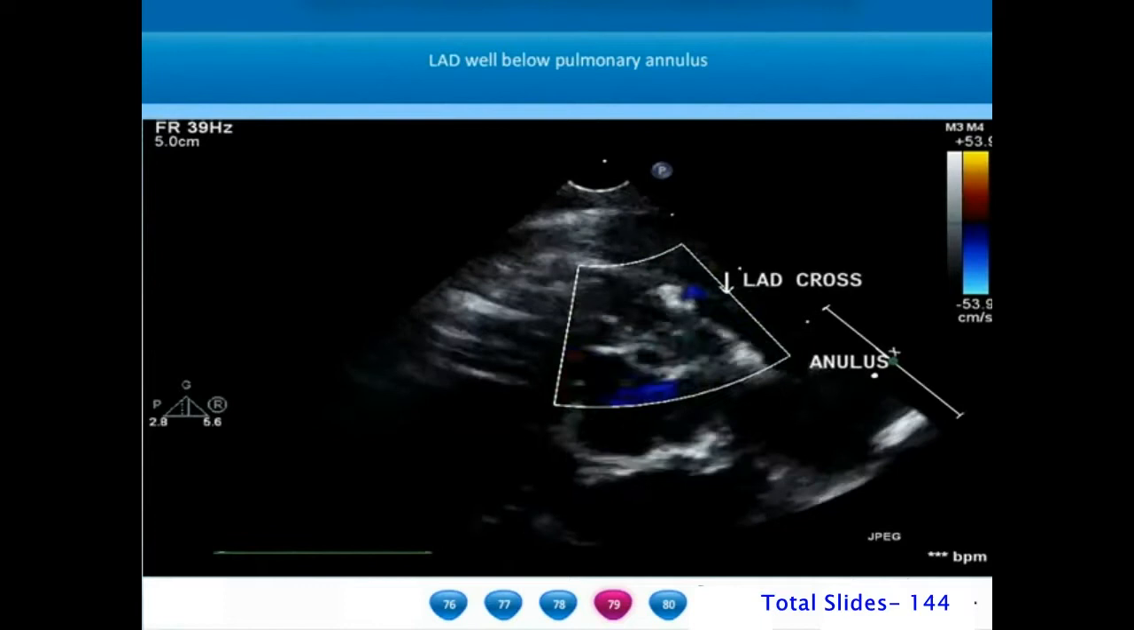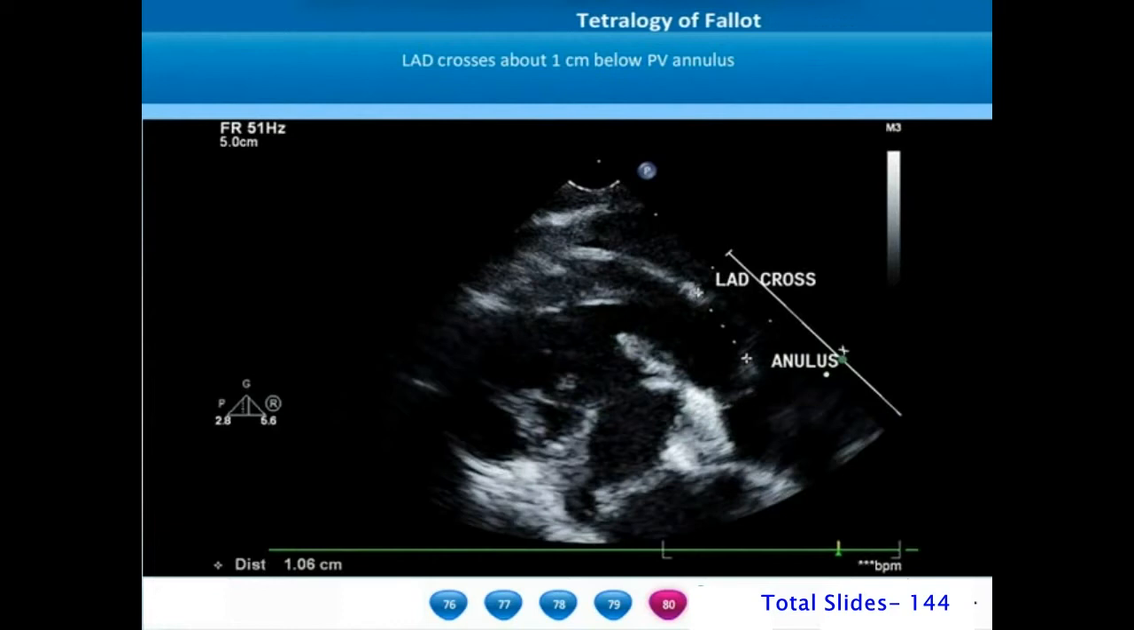When we measure the distance between the pulmonary annulus and the location of the left anterior descending coronary artery, we notice that there is a 1 cm separation. And in these patients, we will be able to easily accommodate a transannular patch without disturbing the coronary artery that is crossing the right ventricular outflow tract.